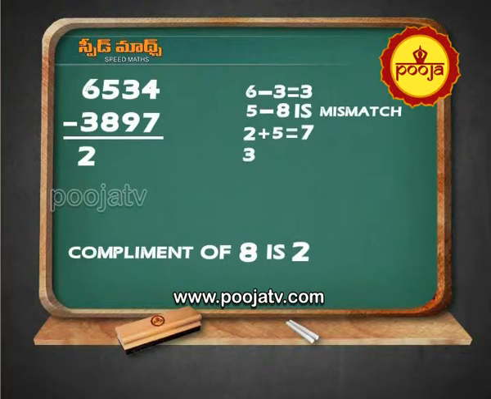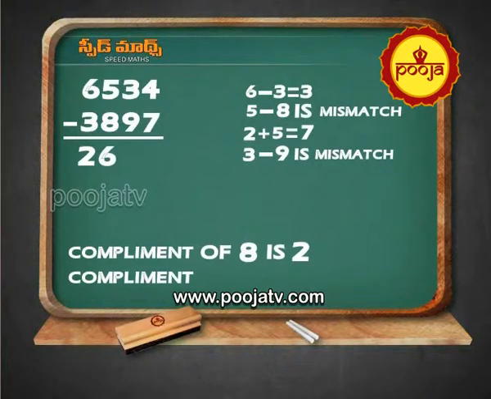Again it is a mismatch. When it is a mismatch, add the complement of the lower number to the higher number. Complement of the lower number 9 is 1, 1 plus 3, 4, but this 4 minus 7 is a mismatch. So this 4 will become 3. And finally, this is the last number, there is no right side. So, complement of 7 is 3, 3 plus 4, 7. I think it is very clear.